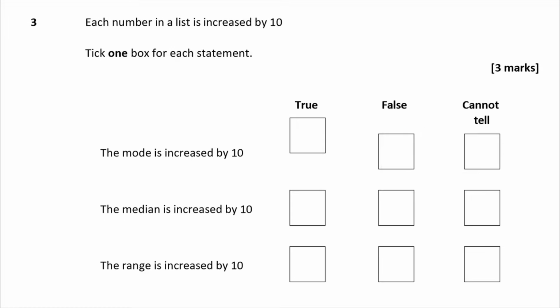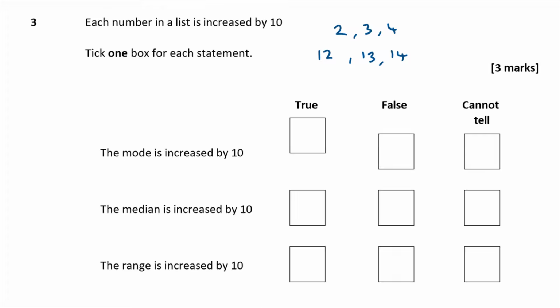Question 3. Each number in a list is increased by 10. Tick one box for each statement. The mode is increased by 10. Okay, so let's just think of some numbers. So if I had a list, I don't know, 2, 3, 4, and I added 10 to each one of them, I'd get like 12, 13, 14. Okay.